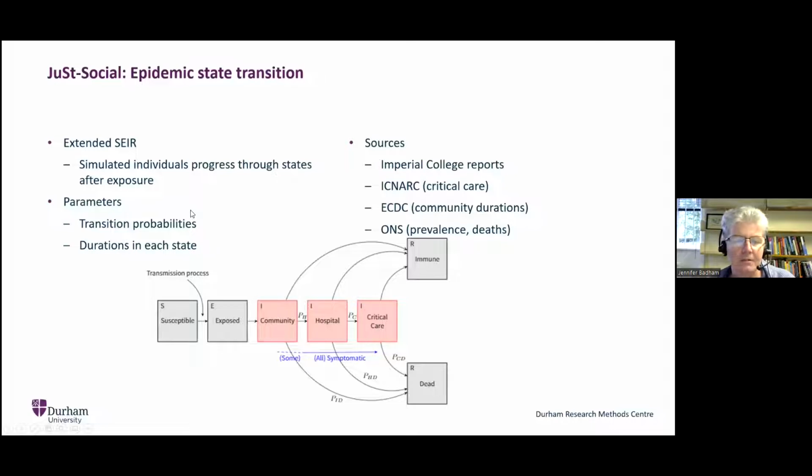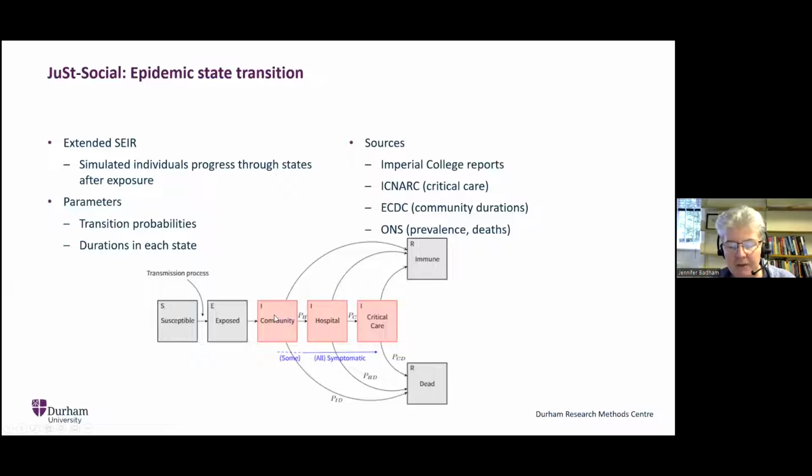And so the parameters for the epidemic state transition were the probabilities and duration. So going from susceptible to exposed happens through the transmission process. Going from exposed to infectious within the community, that always happens. And so the key parameter here is about the distribution of durations, like, you know, what proportion of people does that take? 4 days, 5 days, 6 days, or whatever.